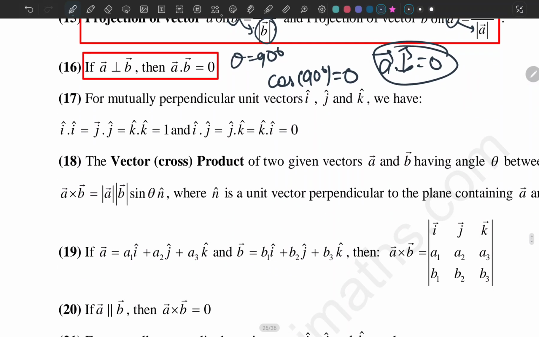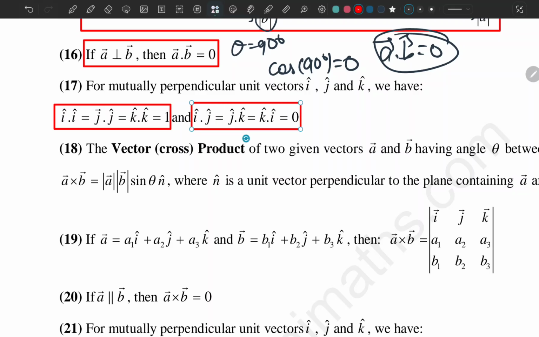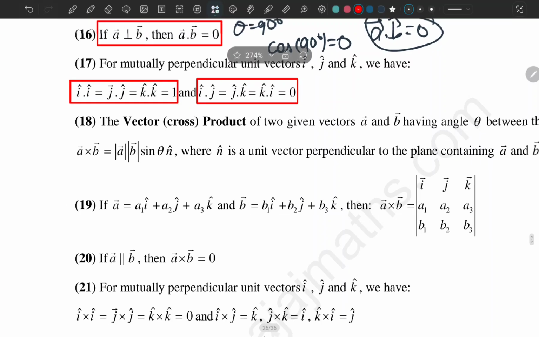And now mutually perpendicular unit vectors: i dot i equals j dot j equals k dot k equals 1, right? Keep remembering that. And i dot j equals j dot k equals k dot i, that too equals finally 0.